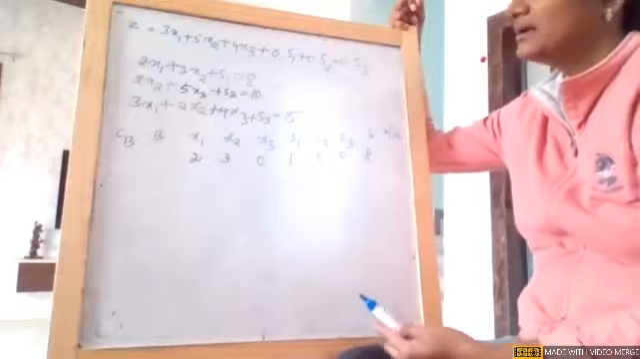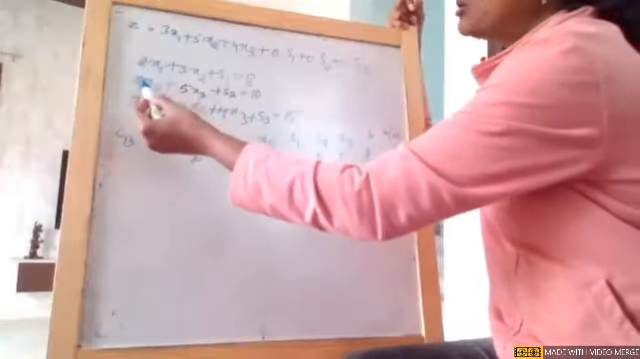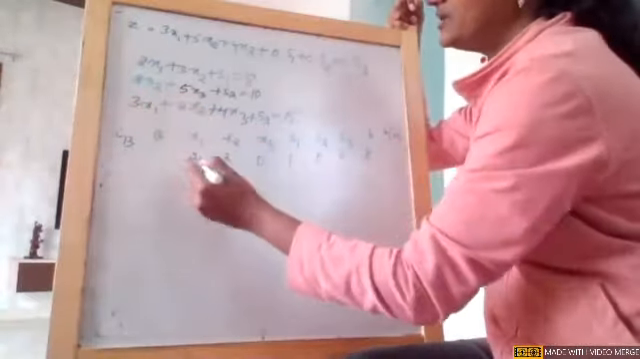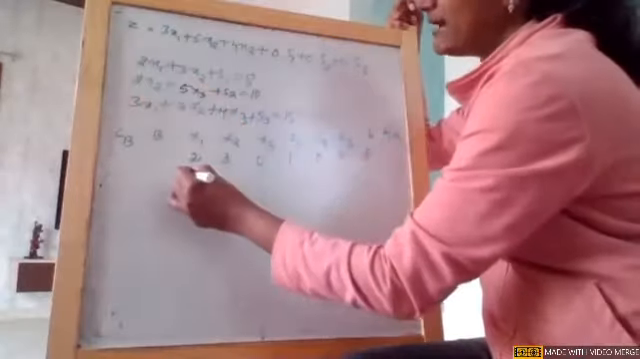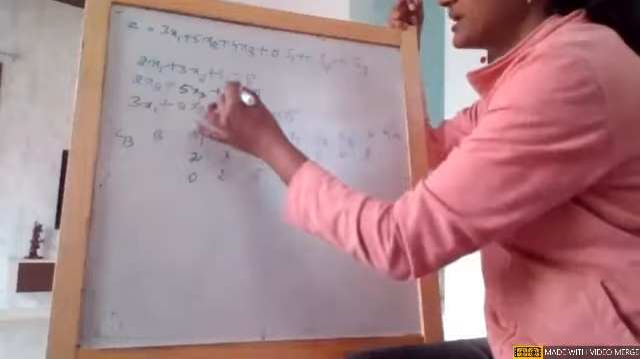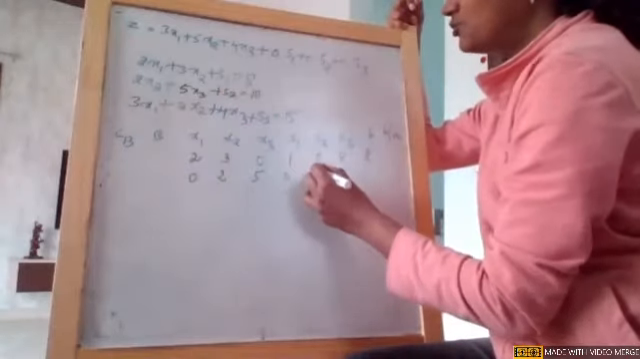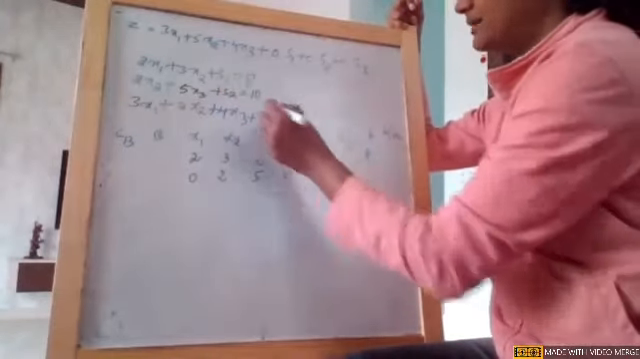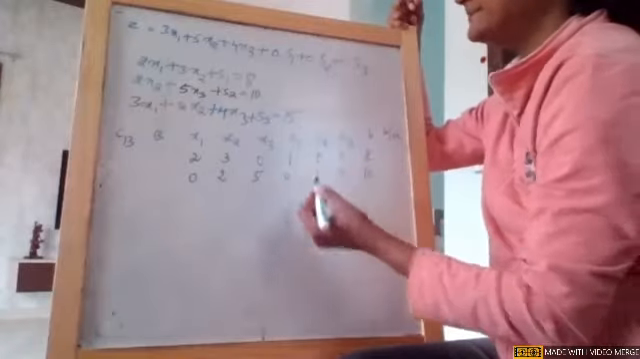Yes, ma'am. Now go to the second equation, write the coefficients. For the second equation, the coefficient of x1 we don't have, so 0. x2 it is 2. x3 it is 5. s1 0, s2 1, s3 0. And b, the constant, is 10.